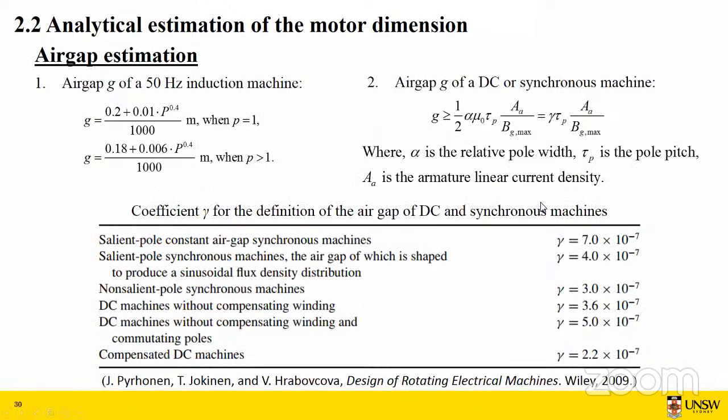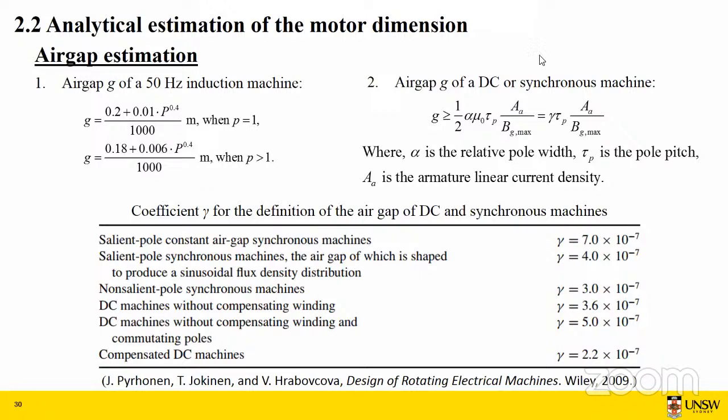Okay, next is how we estimate the air gap of a machine. I know the air gap is very small, tiny, thin, and it seems like something we can neglect, but no, the air gap is the most important part of an electric machine. That's where the magic happens. That's where the torque is generated. So it is very important to have an analytical method or other method to estimate or predict the air gap of a machine.